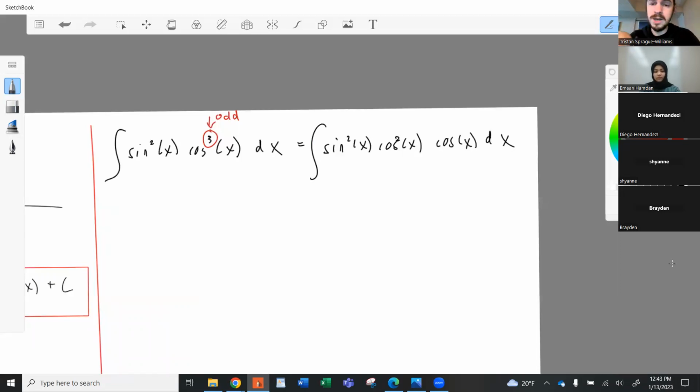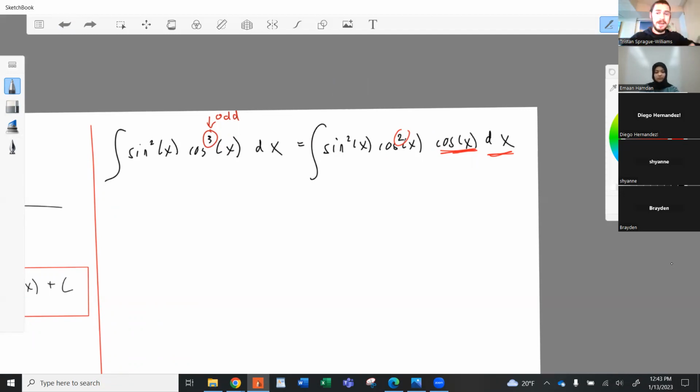Okay, if one of them is odd, you can do this. And then having a single cosine x dx with an even power left over means that we can keep the cosine, but then take the even power of cosine and put it in terms of sine. So we're then setting ourselves up.